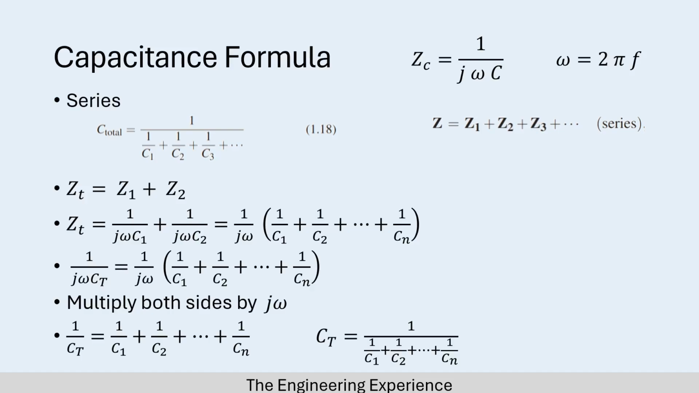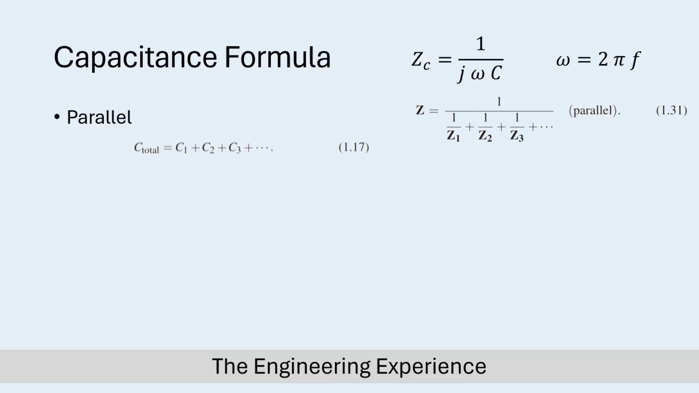Now let's look at the parallel capacitance formula. The impedance of the capacitor is the same as before, so that is 1 over j omega C. However, the parallel impedance formula is now different: the total impedance is equal to 1 over Z1 plus 1 over Z2 plus 1 over Z3 all the way up to however many capacitors there are in the circuit. Now, looking back at equation 1.17, the total capacitance of capacitors connected in parallel is equal to C1 plus C2 plus C3 all the way up to Cn.